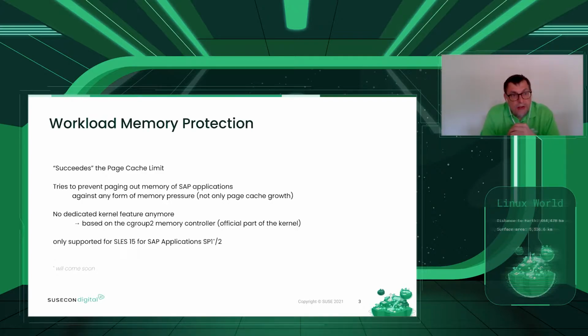The good thing about WMP is that it is not a special dedicated SUSE-only kernel feature anymore. It's based on the cgroup memory controller, and cgroups are part of the official kernel. But even if it is a kernel feature, like the page cache limit, which was a kernel feature too, it's only supported for SLES for SAP Applications 15 SP1 and SP2. SP2 is already out. SP1 is in QA, so you can expect the release soon. But again, it is a benefit of SLES for SAP Applications.